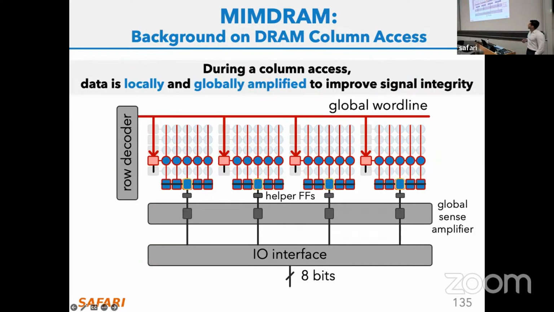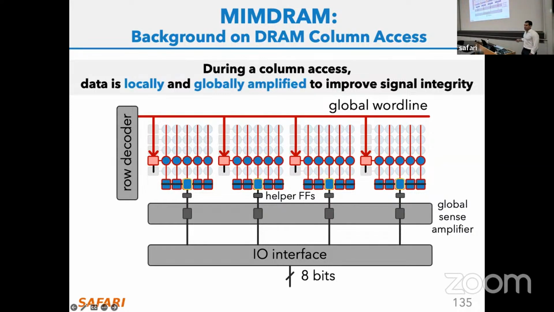The next thing that you want to do is to move the data across the different DRAM mats. And for that, I'm going to give a little bit more background on a DRAM column request. When you're accessing a DRAM column, the data does not necessarily go straight from the local row buffer here to the I/O interface. It is further amplified across that column access path so that the signal integrity becomes higher, and then you can move the data to the memory channel in a reliable way.